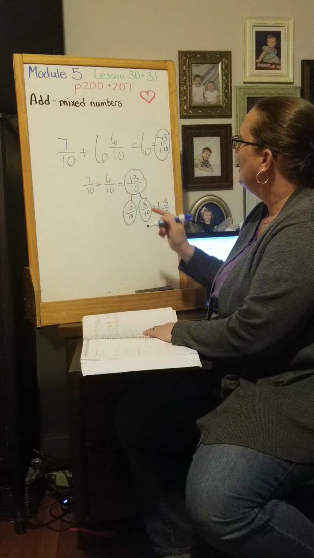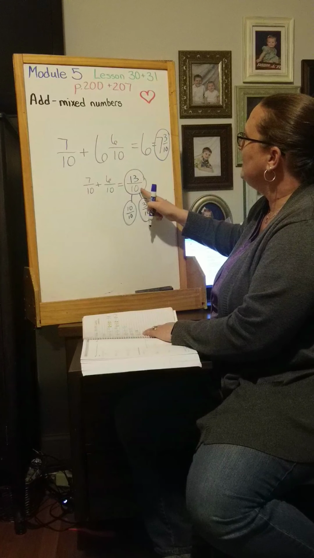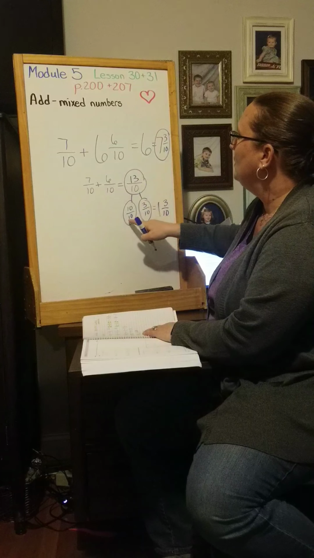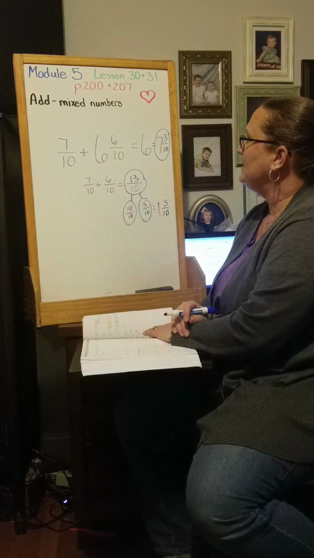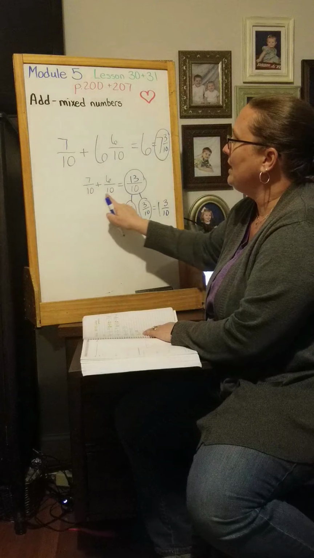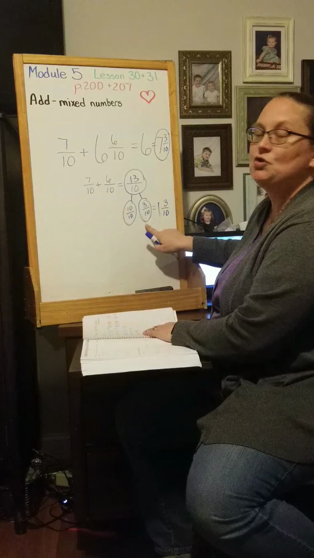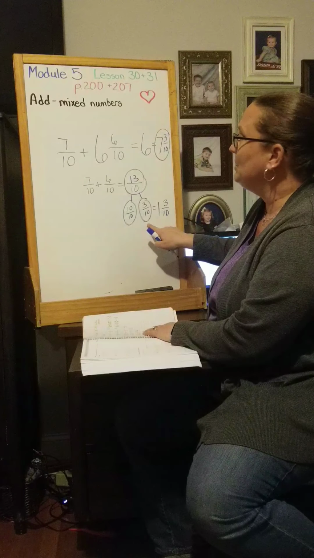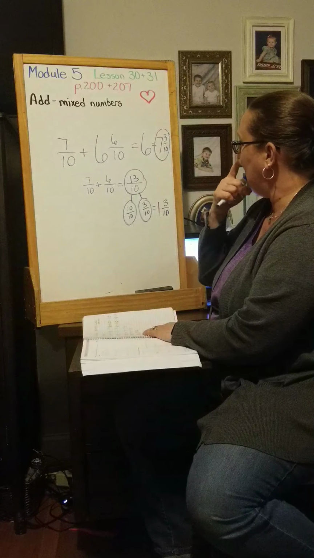Okay? So we had 6 and 13/10. We didn't leave it as 13/10 because we know that's greater than a whole. We have 1 whole and 3/10. Again, if it helps you to draw it out like this, draw it out like this. If it helps you to draw the number bond to break it apart, do that. If you don't need to, that's fine. Okay?